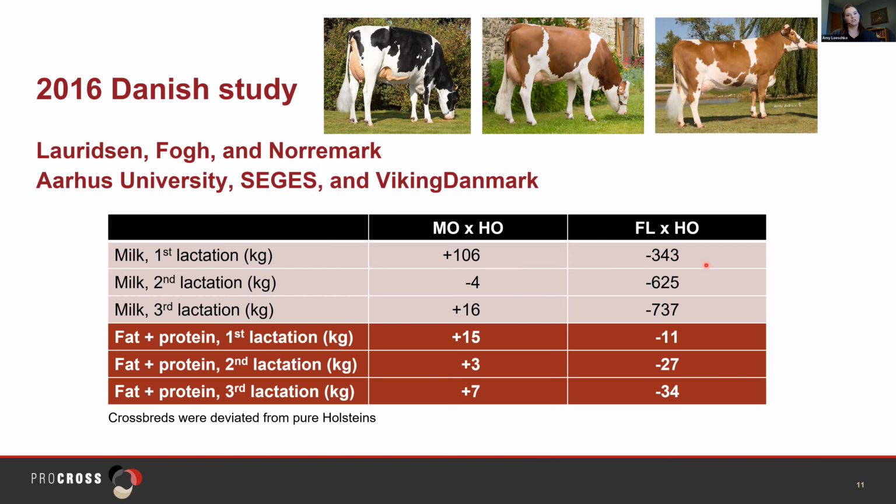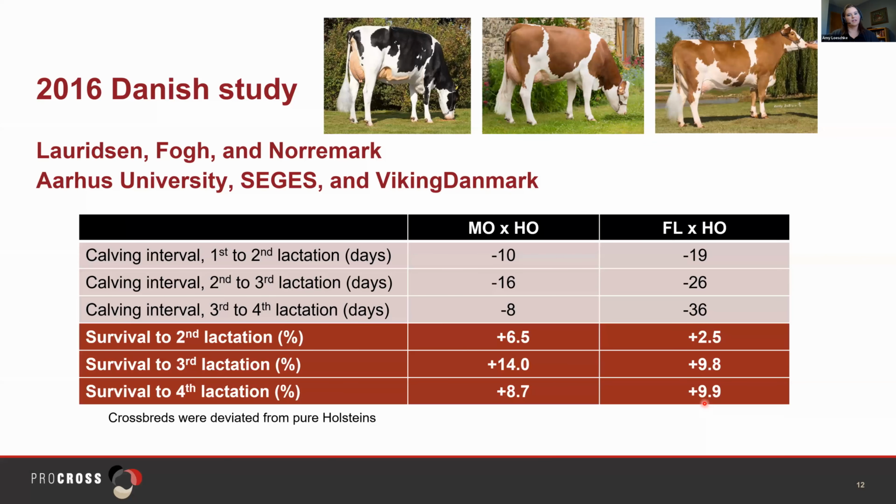So here in the milk production department, this is just fluid volume, kilograms per lactation. The Monty Holstein F1 crosses were a little bit better in first and about equal in second and third compared to Holstein. Fleckvieh, however, was off in milk volume and even more so in the later lactations. But on fat plus protein kilograms, in first, second, and third, Monty Holstein F1s were equal or a little bit better. Again, Fleckvieh Holsteins were less than Holsteins and therefore less than Montbelliard as well. So that's what I'm talking about when I describe the lower production volume from the Fleckvieh.